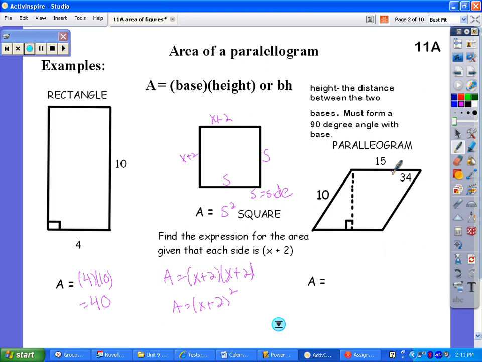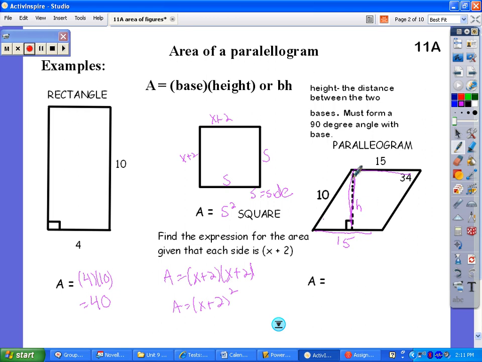And then our last example in parallelograms on this slide is this one. If we look, our height has to be the distance between the two bases. So our height would be here. And again, they don't give it to us, so that means we're going to have to find it. Now our base has to be perpendicular to our height. So it's going to be this side or this one, and they're both 15. So we have to figure out our height.